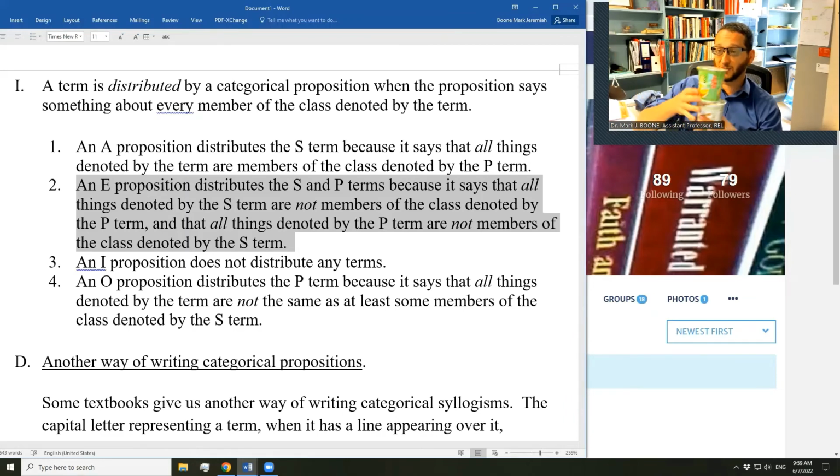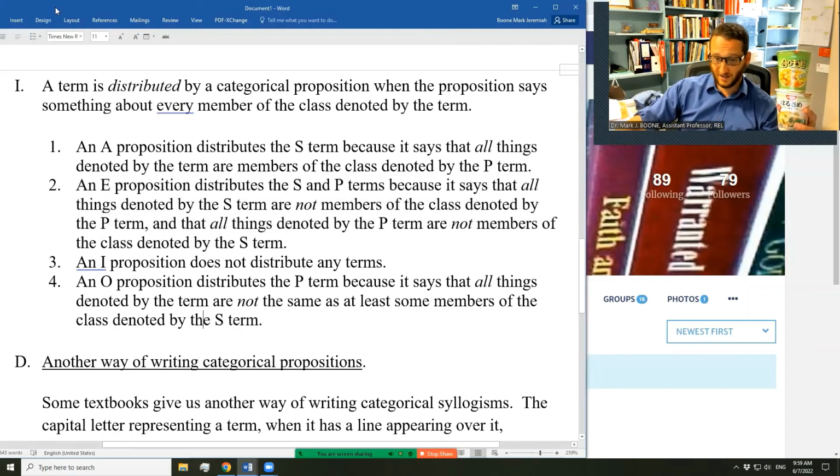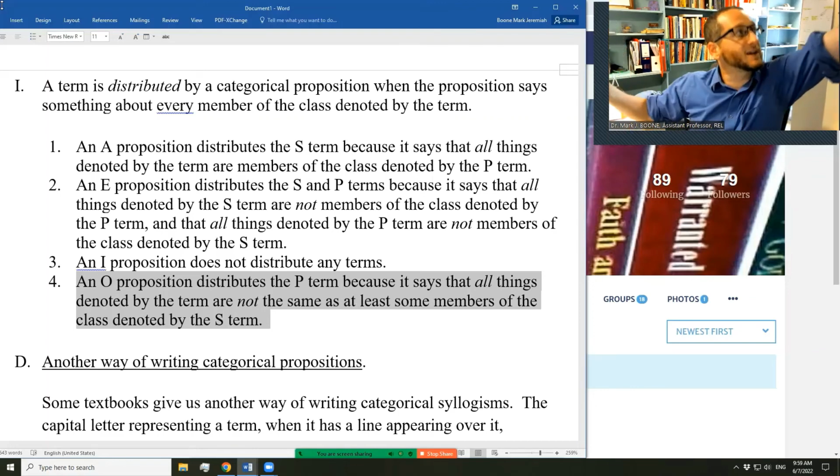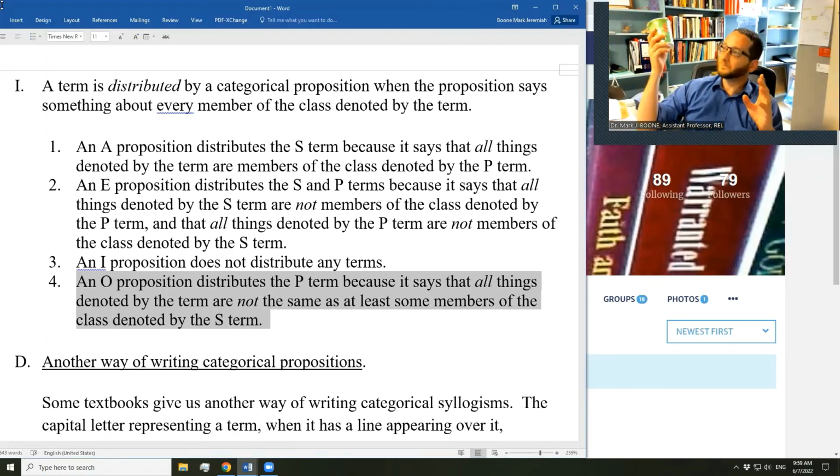If I say some teas are caffeinated, I'm not saying something about all teas or about all caffeinated beverages. An O proposition distributes the P term, but not the S term. If I say some cup noodles do not have a chicken flavor, I am saying that all things that have a chicken flavor are not those particular cup noodles.